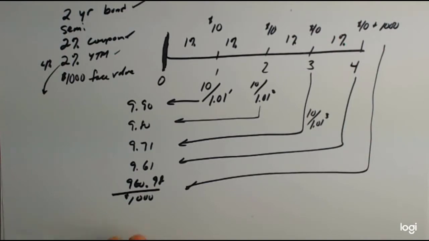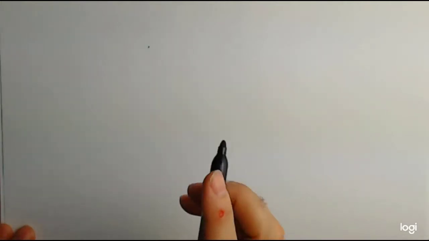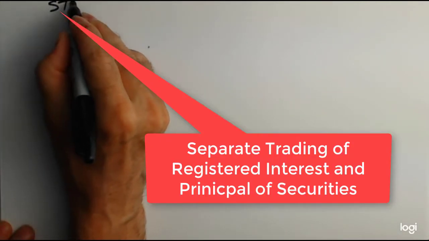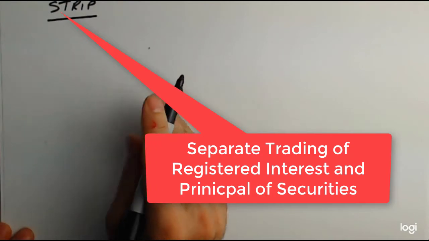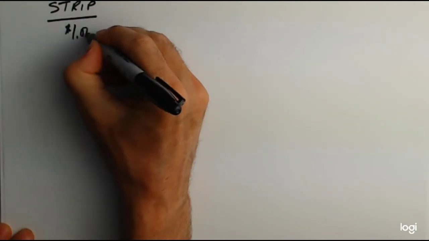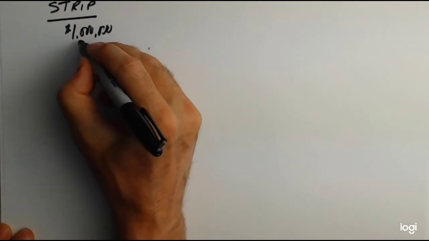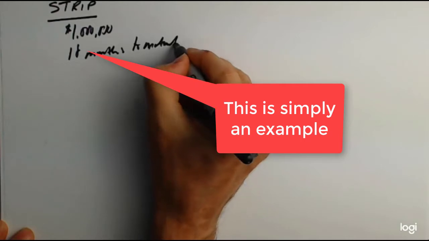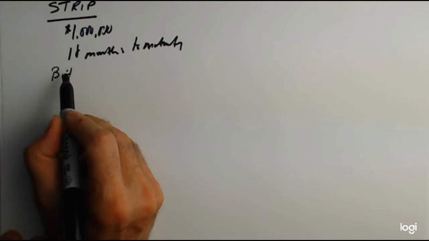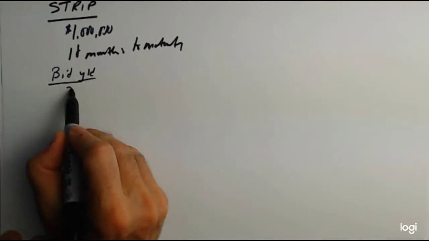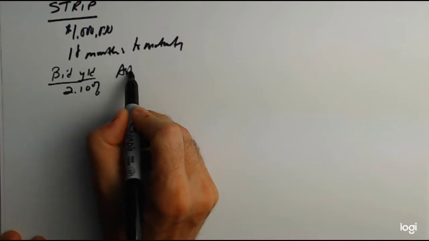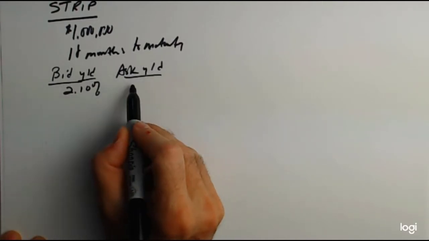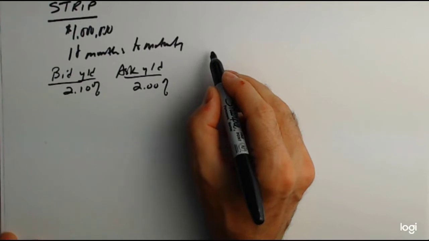This is a good introduction to the concept of a strip. So with this in mind, let's work with a strip. Let's come up with this strip example. So here we have a strip. Now, what exactly is a strip? This is going to be a $1 million strip. Let me give you the details. 18 months to maturity, and it'll have a bid yield of 2.10% and an ask yield, right, of say 2%. Okay, and let's put the timeline out here.